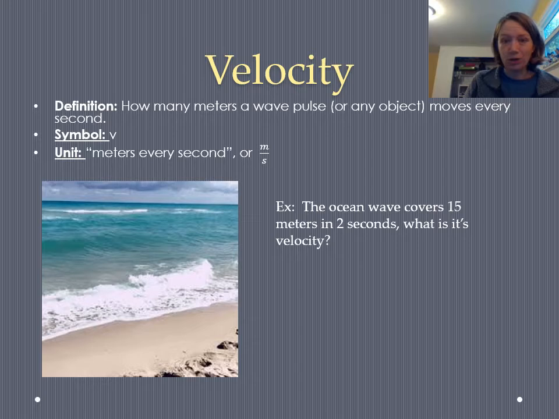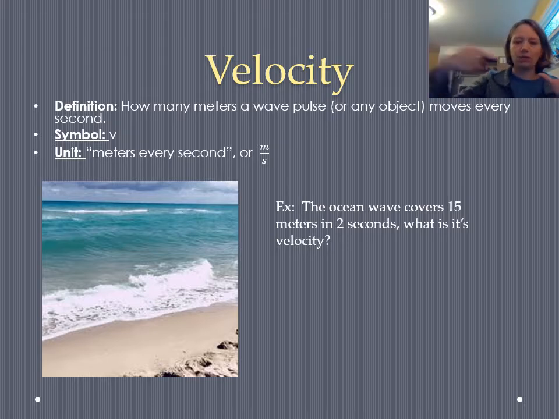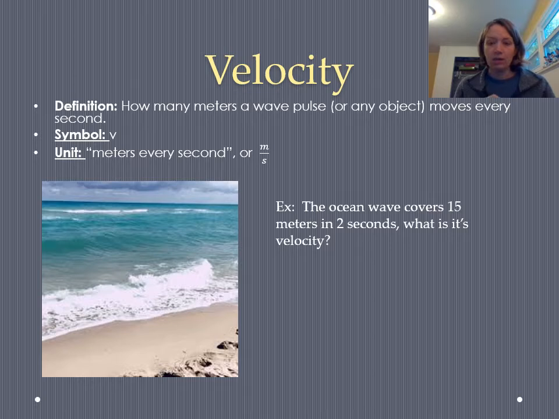So one of the challenges in physics with variables is sometimes it's not always clear what the variable is when you read about the problem or when you take data about a problem. So let's say you're at the ocean and you notice an ocean wave is covering 15 meters in 2 seconds. Maybe you have a surfer on that wave surfing it in. And the question is, what is the velocity of that wave? It doesn't clearly state what the velocity is.